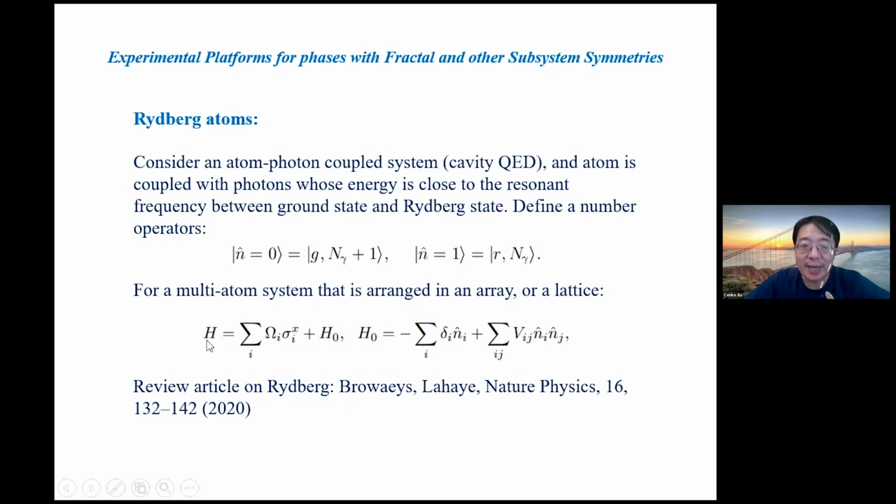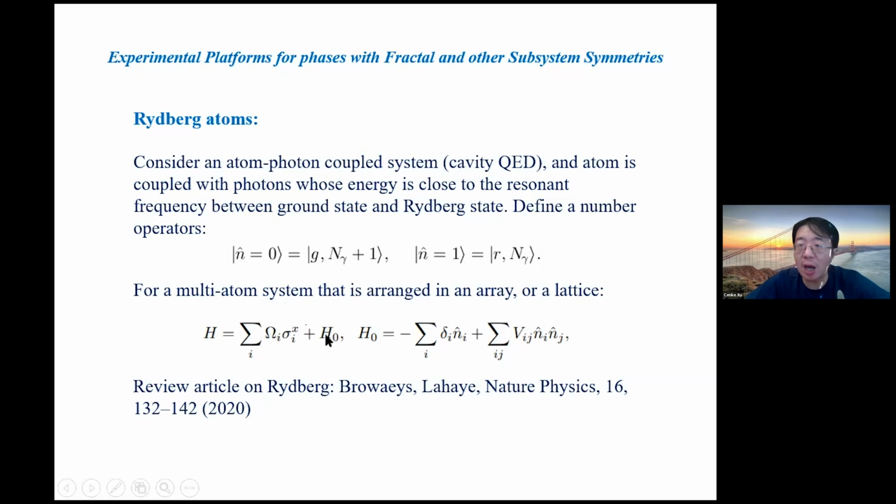The H equals this. So the omega sigma x means that we can drive a resonating hopping or tunneling between the ground state and the Rydberg state. We can drive a tunneling between n hat equals 0 and n hat equals 1. This tunneling is called a Rabi oscillation, and this omega can be tuned experimentally, depending on how strong you make the laser. So this omega can be tuned very easily experimentally.